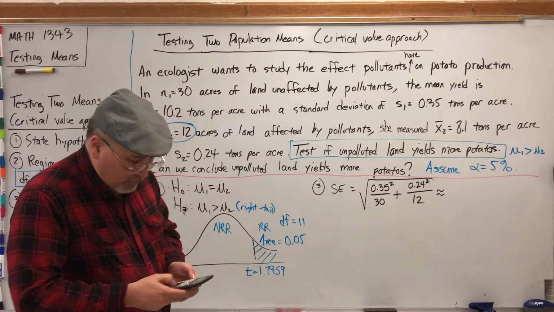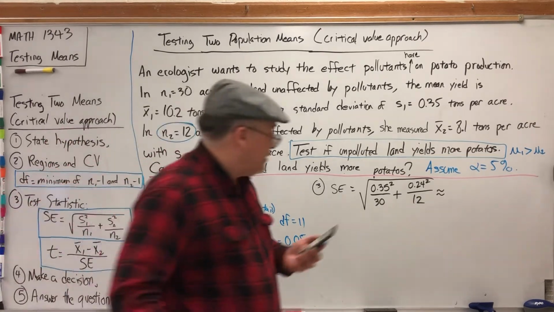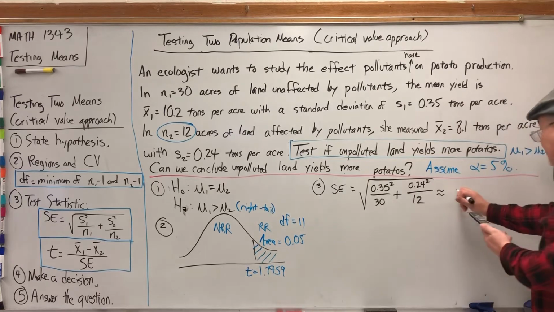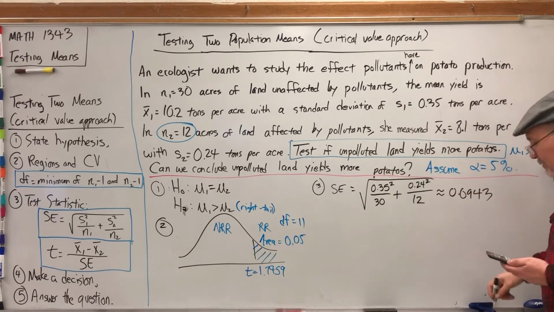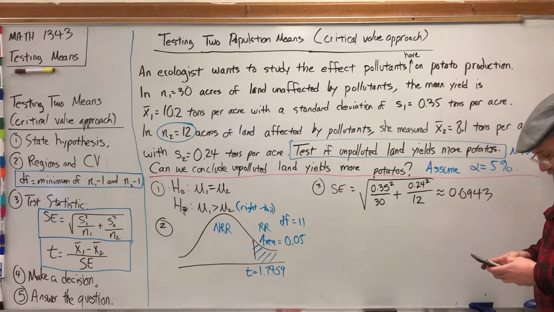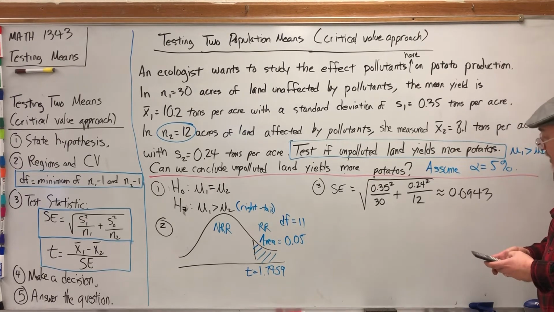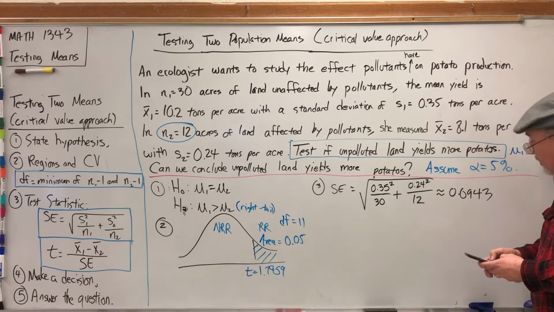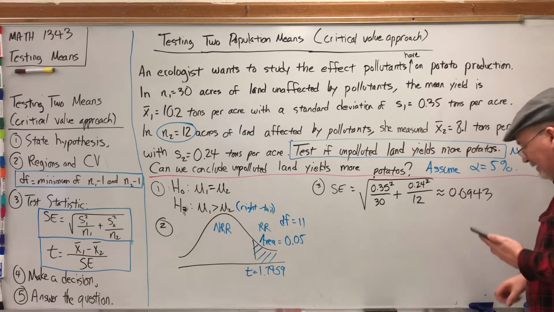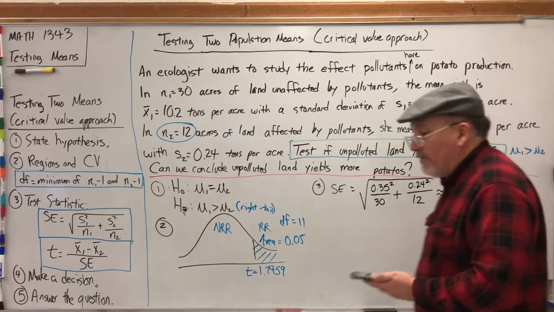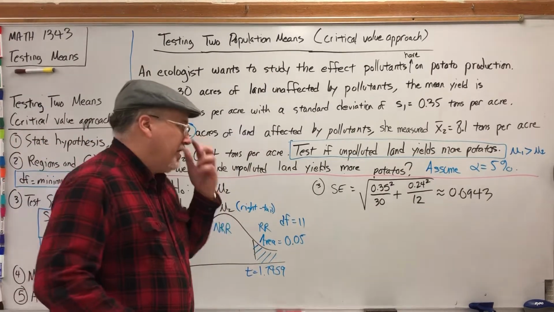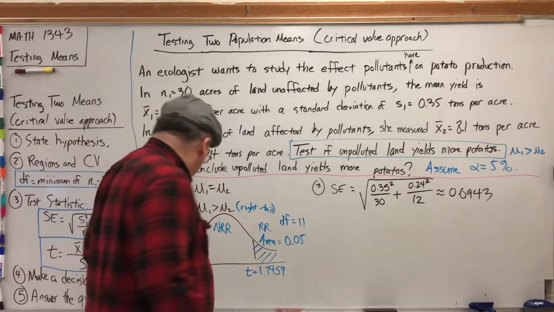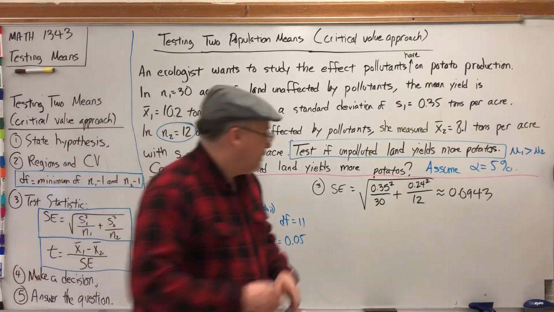And I will calculate it twice just to make sure I didn't make a mistake. I am human. To 4 decimal places, I got 0.0943. But let me do it again, and this time I'll call out my moves. 0.35 squared divided by 30 plus 0.24 squared divided by 12 equals, and square root that, and I got the exact same thing. It was actually 0.0942, but the next digit was 5, so it rounded up. So we use that for our standard error. Let's put a box around it so it doesn't get lost.